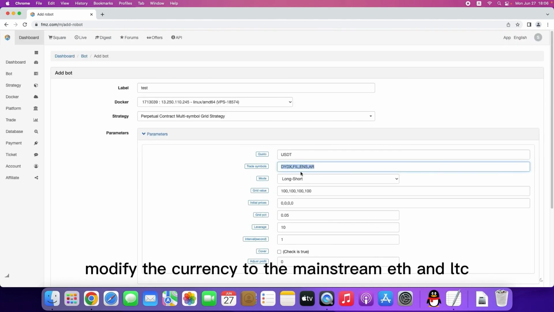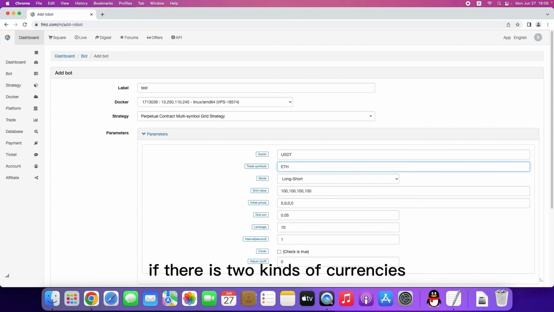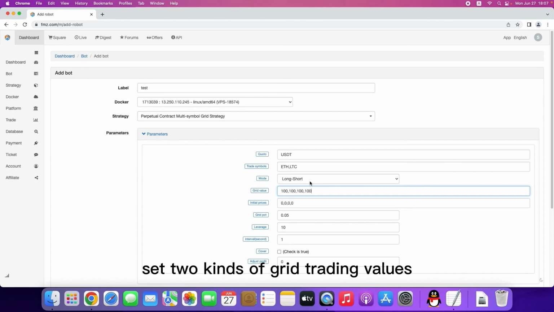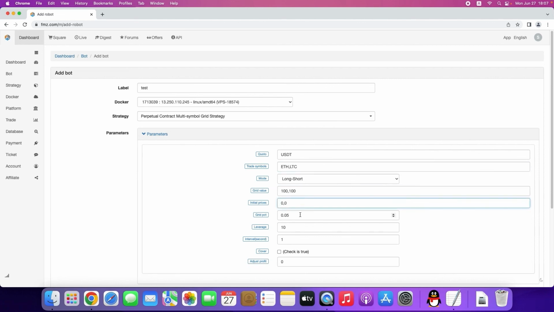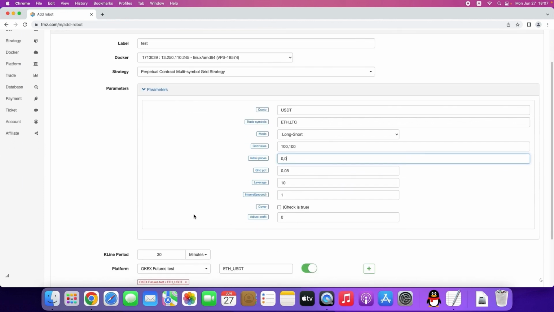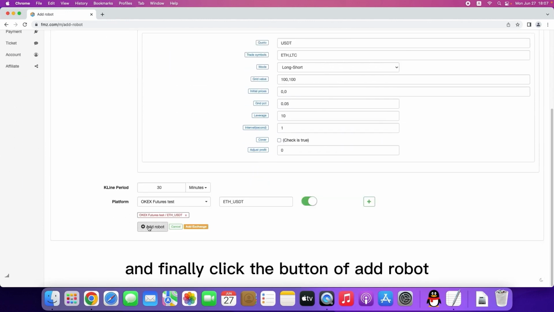Modify the currency to the mainstream ETH and LTC. If there are two kinds of currencies, set two kinds of grid trading values and initial values to maintain synchronization with the currency. And finally, click the button of Add Robot.